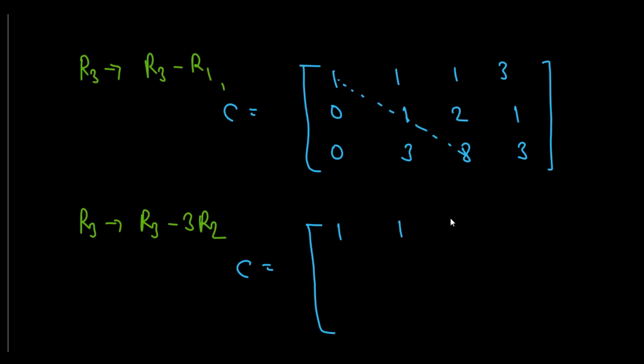R1 as it is, 1, 1, 1, 3, then 0, 1, 2, 1, and R3 minus 3R2. 3R2 means 0, 0 minus 0 is 0; 3R2 means 3, 3 minus 3 is 0; 3R2, 3 into 2 is 6, 8 minus 6 is 2; and it is again 3 minus 3, which becomes 0.